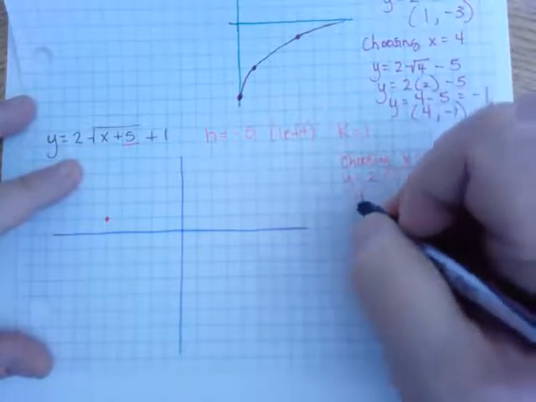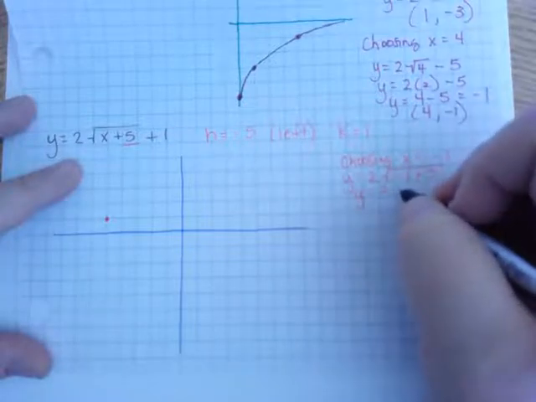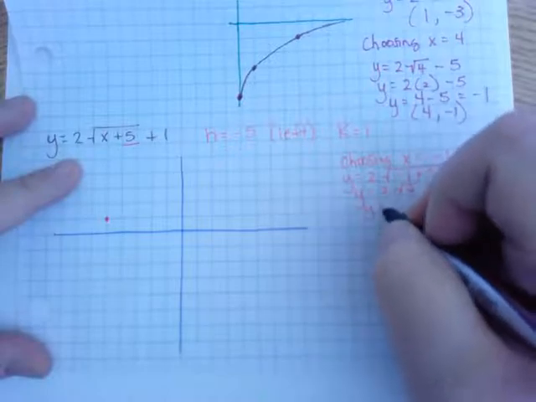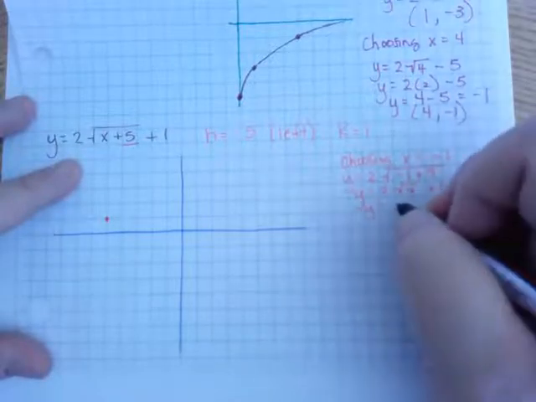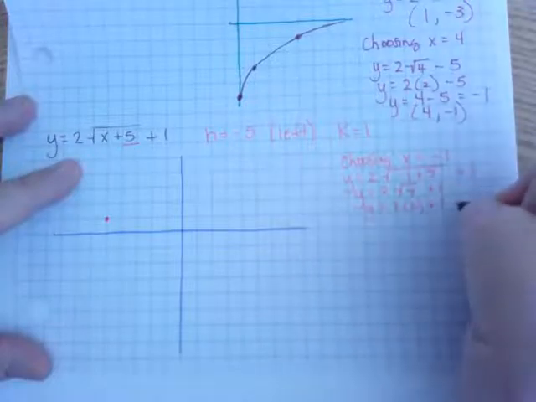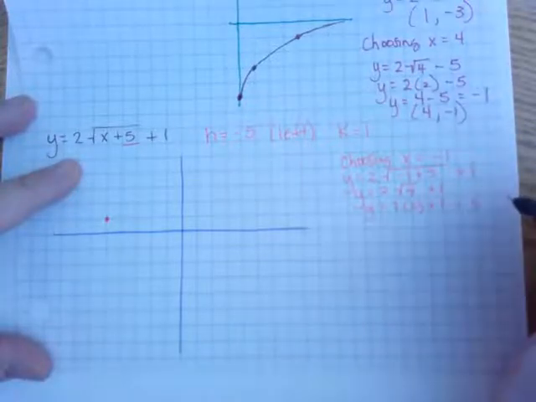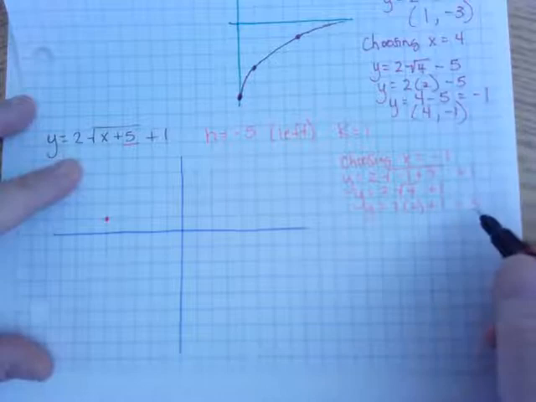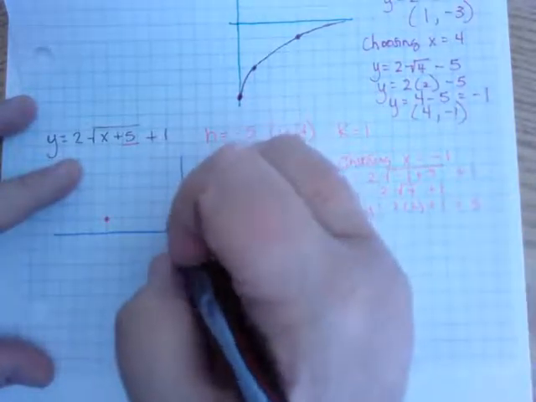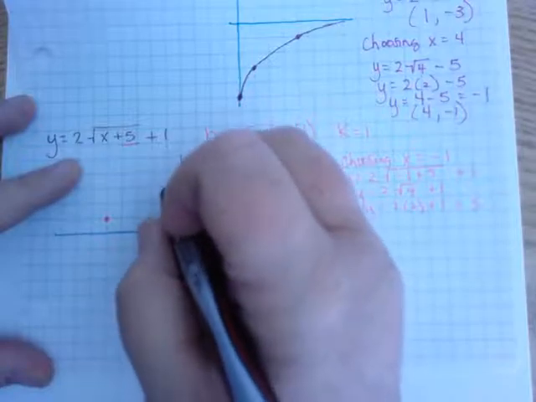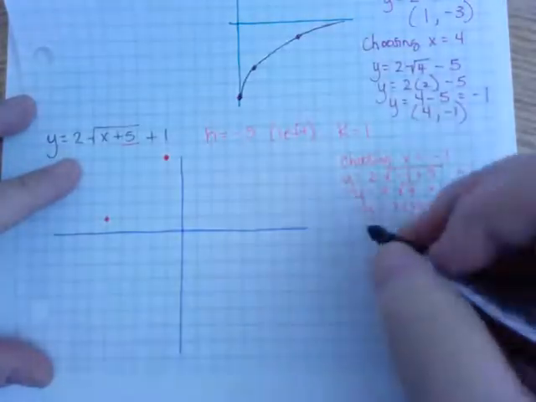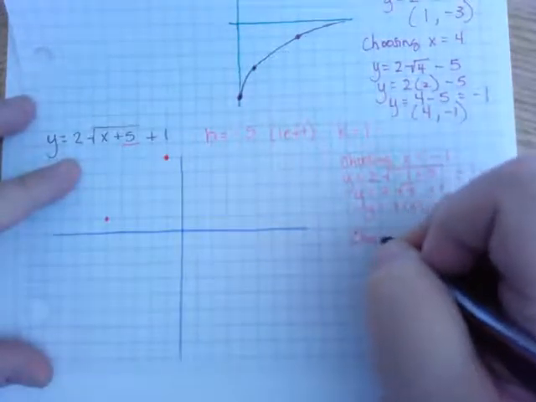I'm substituting that into my given equation, 2 times the square root of negative 1 plus 5, plus 1. Y equals 2 times the square root of 4 plus 1. Y equals 2 times 2 plus 1. Y equals 5. So I do have the point of negative 1, 5. So negative 1, 1, 2, 3, 4, 5. That's way up here.